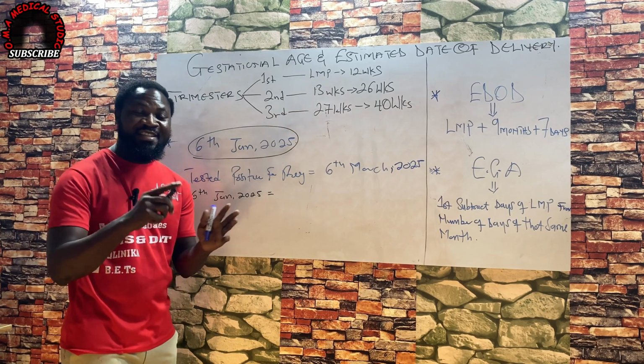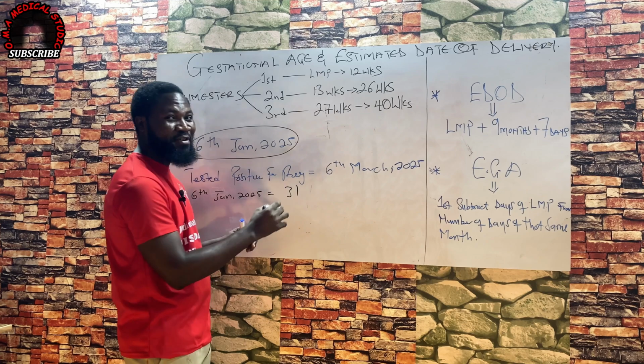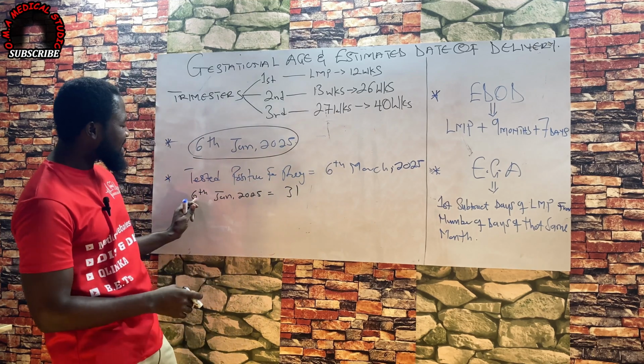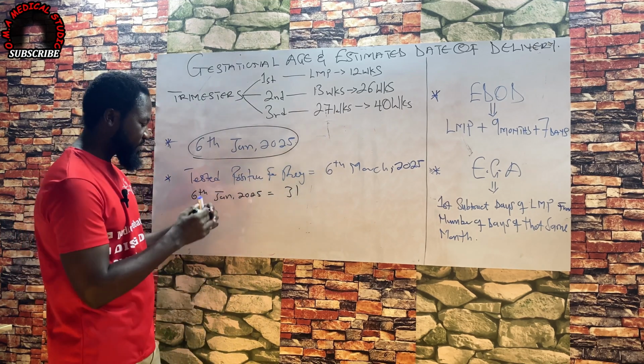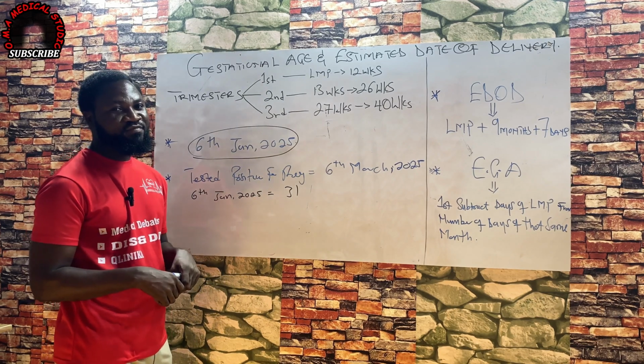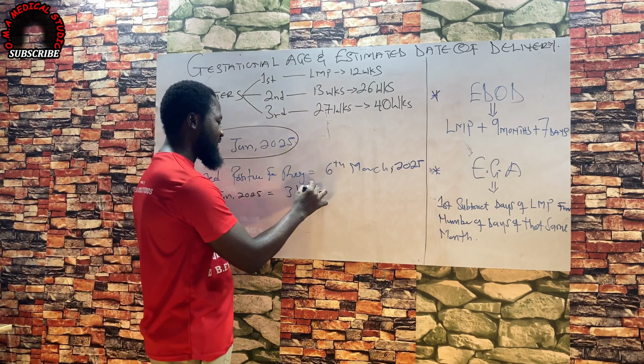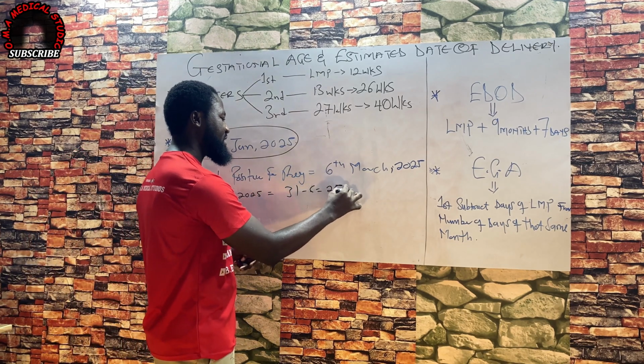January is how many days? 30 days has September, April, June, and November. All the rest are 31. Okay, so January is 31 days. It's a very long month. 31. We are going to subtract 6 from 31. If you take 6 from 31, basically what are we going to have? We're going to have 25 days, right? So it's minus 6. We are going to have 25 days.